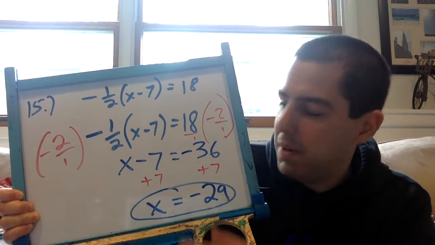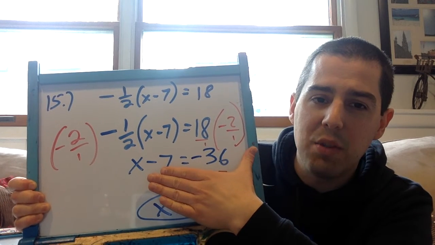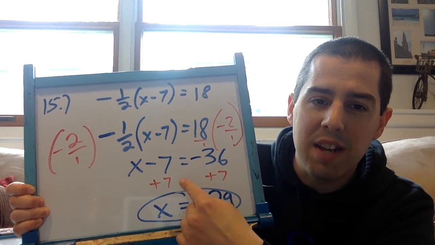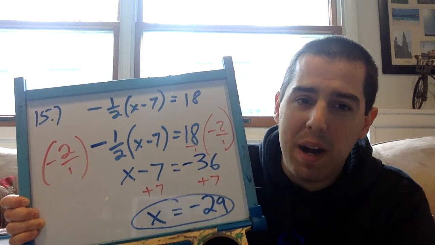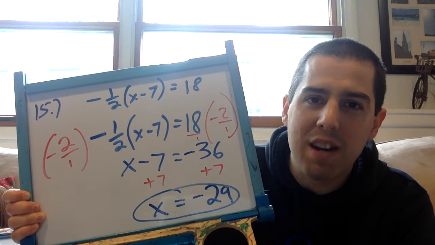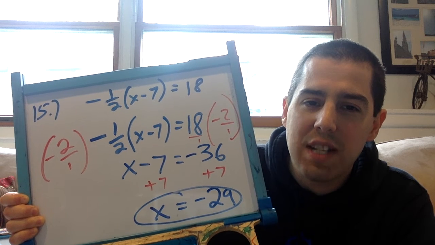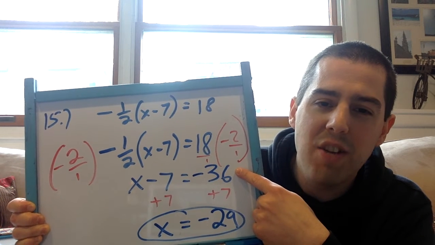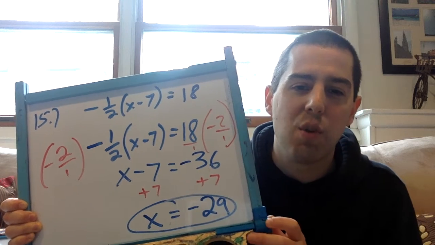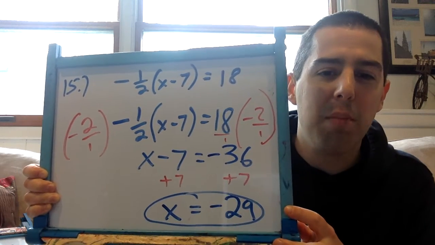Then it's a one-step equation. X minus 7 equals negative 36. Do the inverse operation, add 7 on both sides. Negative 7 and positive 7 are opposites. They make 0. And negative 36 and positive 7, different signs. Keep the one with the greater absolute value and subtract. You get negative 29. The solution for the last problem is x equals negative 29.